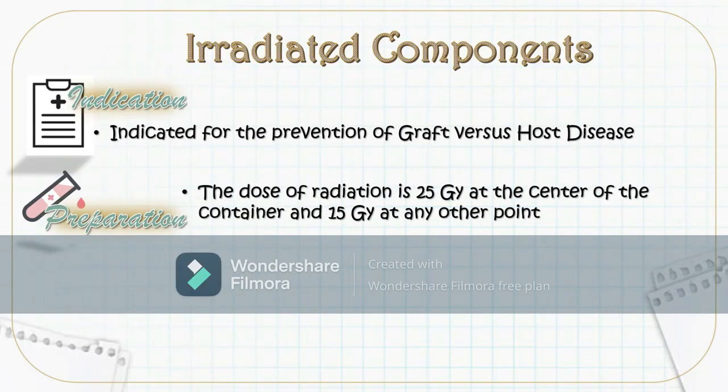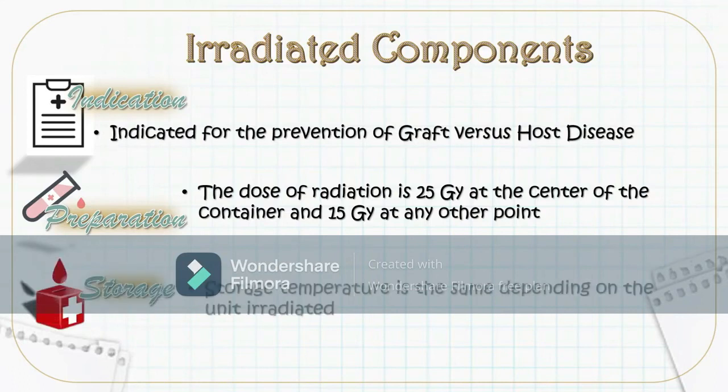to our blood units. So the dose of radiation is at 25 gray at the center of our blood container and 15 gray at any other point. Cesium-137 or cobalt-60 may be used for this purpose. For its storage, the temperature will be the same depending on the unit which is irradiated.